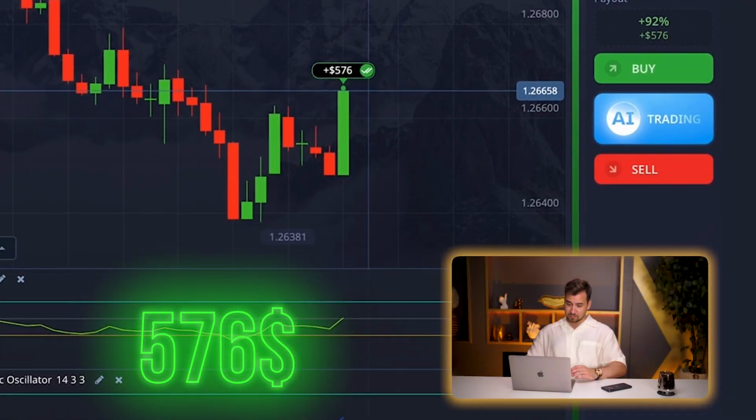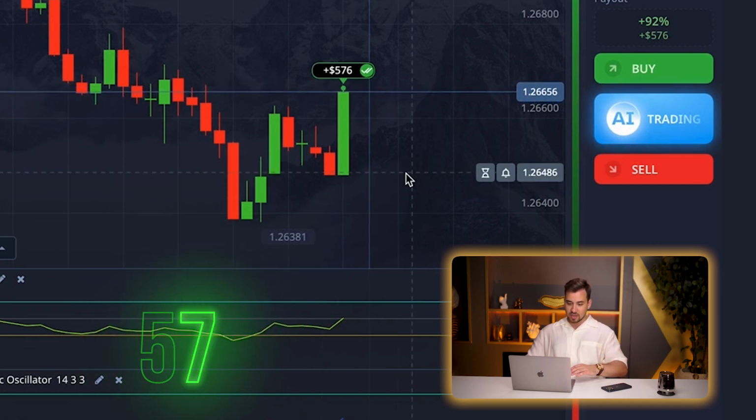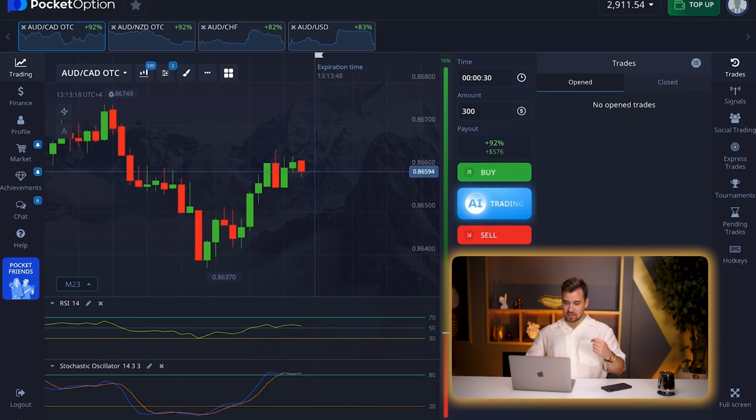Trade closes in profit. We're moving at a good pace. While you wait for the perfect moment, others are already making profits by reading market signals. Our fourth trade is Australian dollar and Canadian dollar.